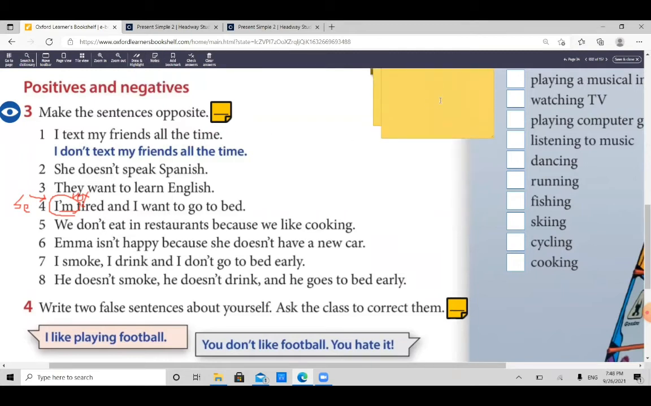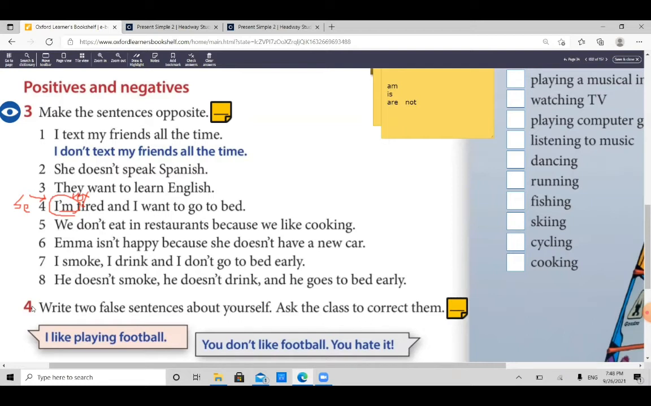So just let me write here for you. No helping verb with the verb to be, as you see here. Please don't forget. The next one. Yes, who's talking? Abir? Yes, Abir.